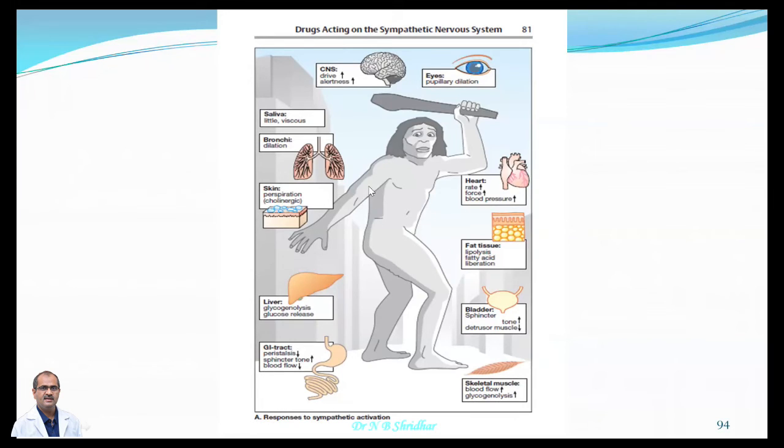The fat deposited in the skeletal muscles gets broken down and converted into glucose to face the situation. Especially any drug which is acting on the sympathetic nervous system will cause all these properties: increase in alertness, scanty or viscous saliva, and all the other properties.